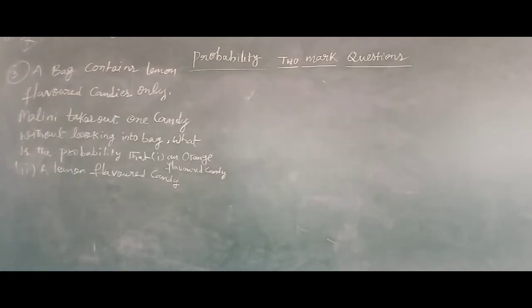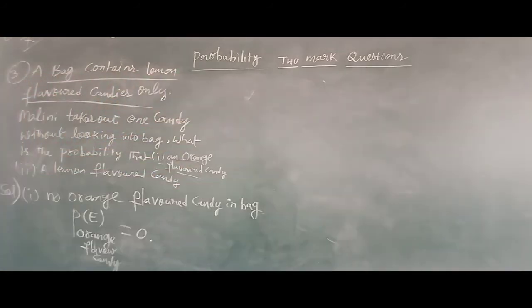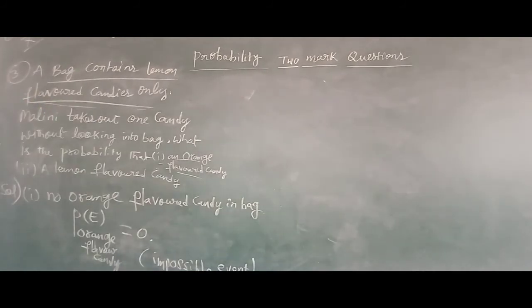Alright, next question. A bag contains only lemon flavored candies, and you take one candy without looking into the bag. What is the probability of getting an orange flavored candy or a lemon flavored candy? See, it is clearly mentioned in your question that the bag contains only lemon flavored candies. So first one, there is no orange flavored candy in the bag, so the probability of the event orange flavored candy is equal to 0, which is an impossible event.